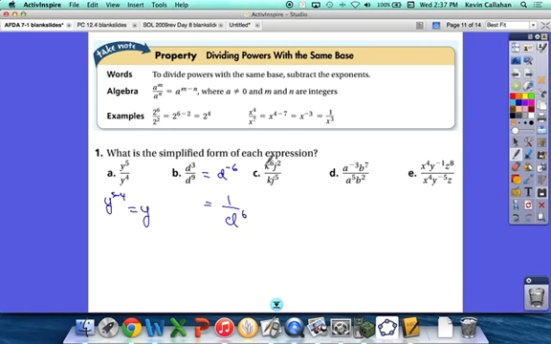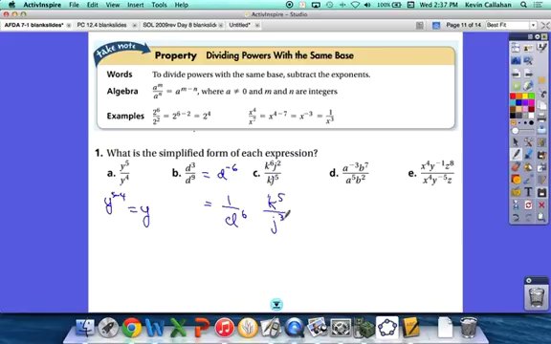Okay, k to the 6th over k. How many k's is that? 6 minus 1, 5. And j squared over j to the 5th. How many positive j's are going to be where? It's going to be j to the 5 minus 2 in the denominator.